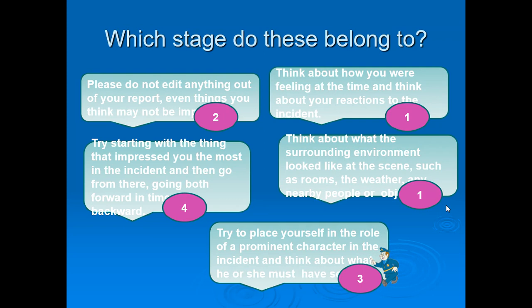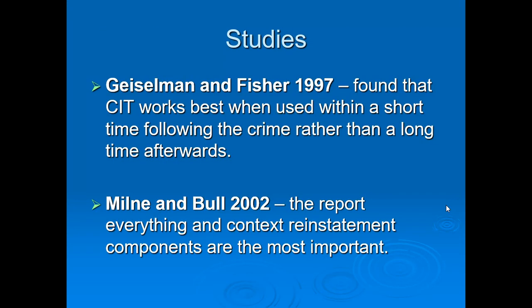So you might get an AO2 question in the exam where it gives you a scenario, it gives you an example, and it asks you which stage of the cognitive interview it might refer to. So make sure that you can do that as well as describe the stages. So that's for your AO1 and your AO2. There's some research that you can use for your AO1 and your AO3.